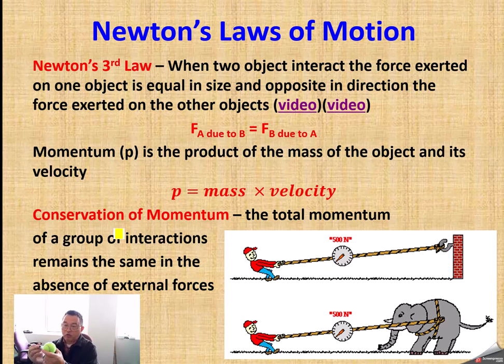For example, if the two things move this way and hit, the momentum of this one will increase and the momentum of this one will decrease, but overall as a system it will stay constant. That's the idea of momentum conservation. We'll have some exercises on Newton's third law and momentum conservation shortly.